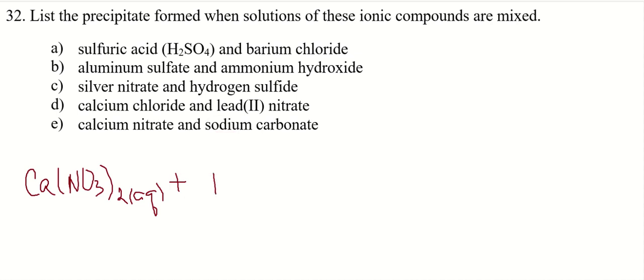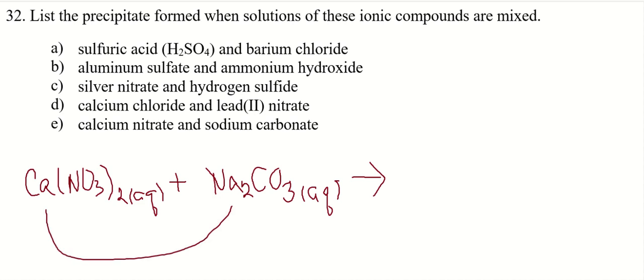mix with sodium carbonate. Sodium is Na and carbonate is CO3 with a 2 negative charge. Sodium is a group 1 metal, so it's a 1 positive. Sodium is going to get a subscript of 2. Carbonates are generally not soluble, but with alkali metals, group 1 metals, they are. Those are exceptions. All right, let's switch these cations.